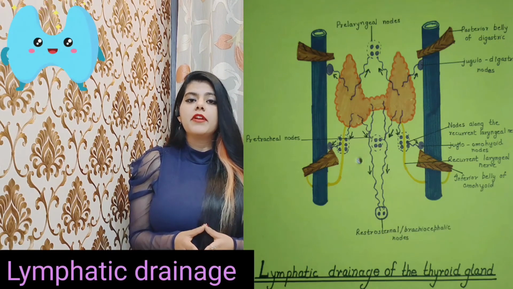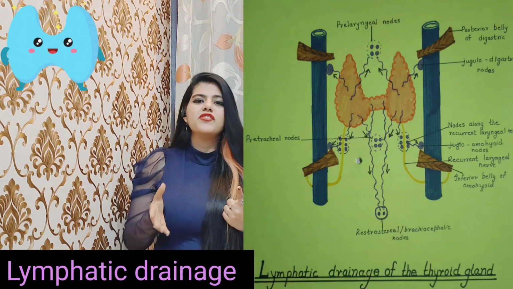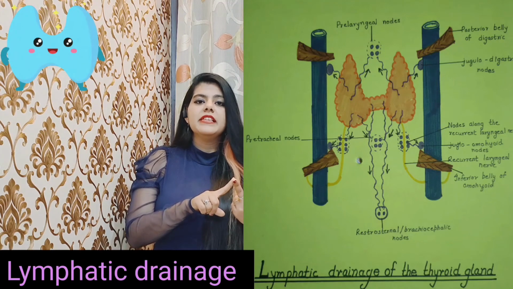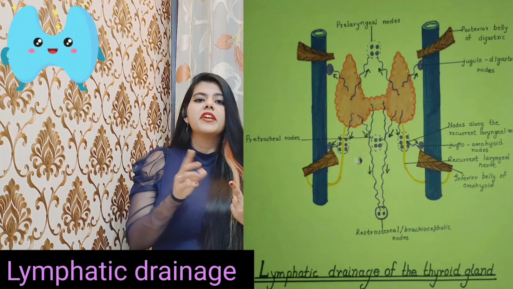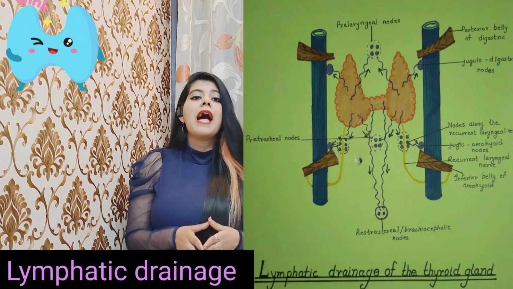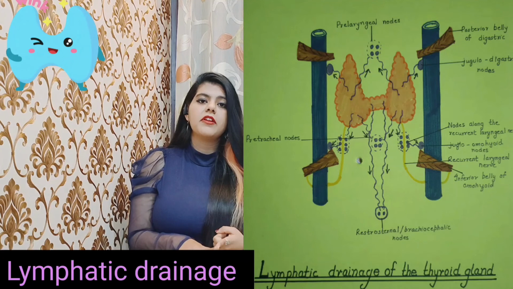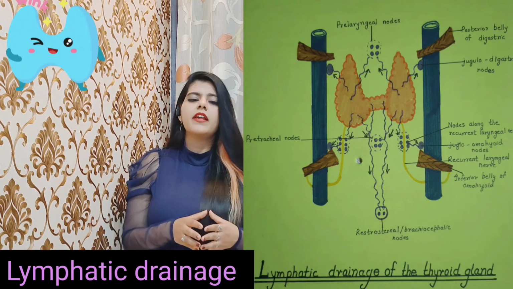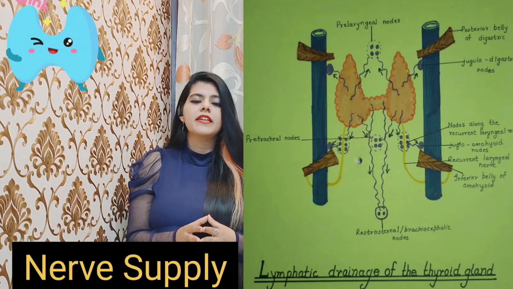Then the lymphatic drainage of the thyroid gland. As we know, the upper part is drained into the pre-laryngeal and the upper deep cervical lymph nodes. The lower part will drain into the pre-tracheal and the deep cervical lymph nodes and the group of lymph nodes which follow the recurrent laryngeal nerve. The upper lymphatics follow the pathway of the superior thyroid artery, while the lower lymphatics follow the pathway of the inferior thyroid artery.